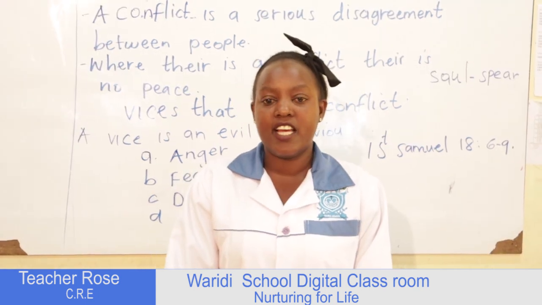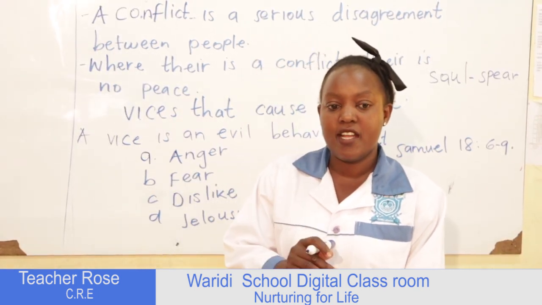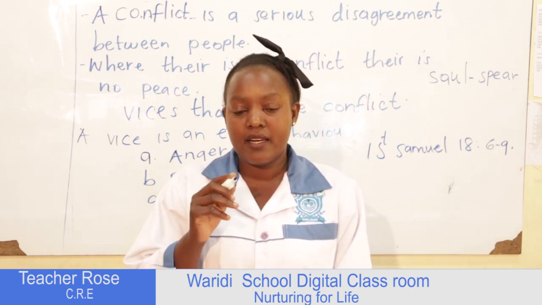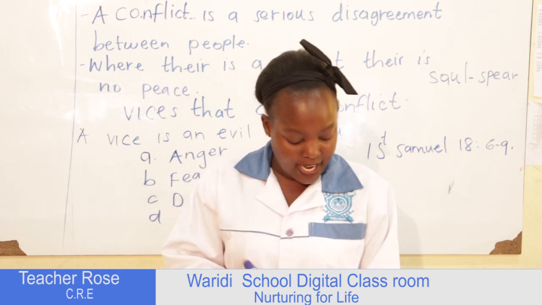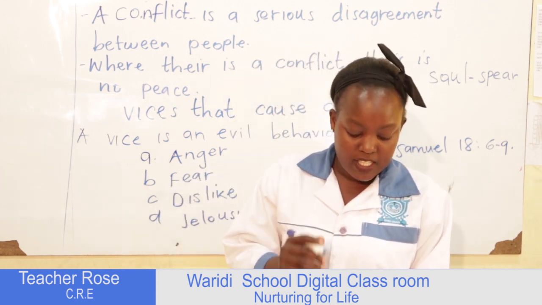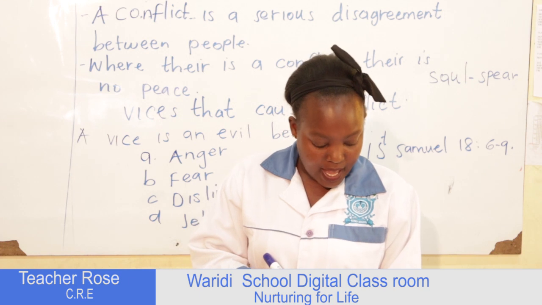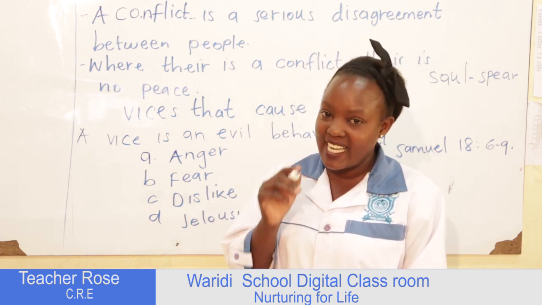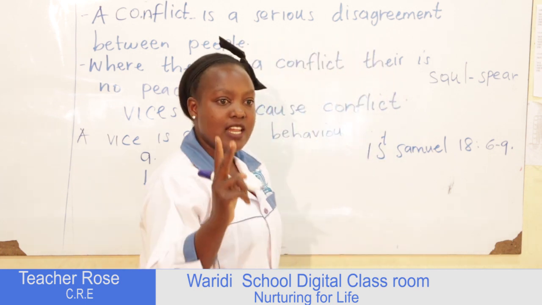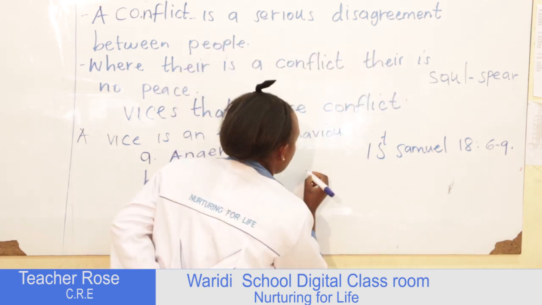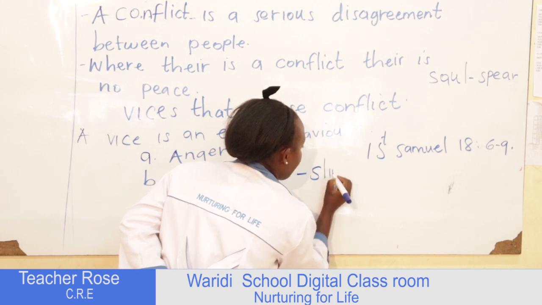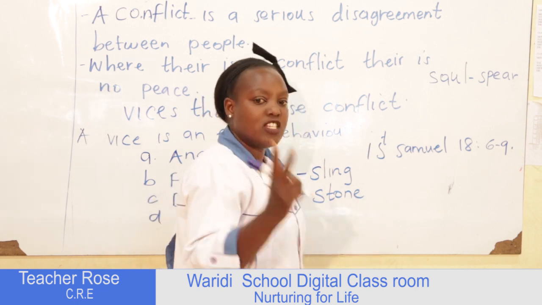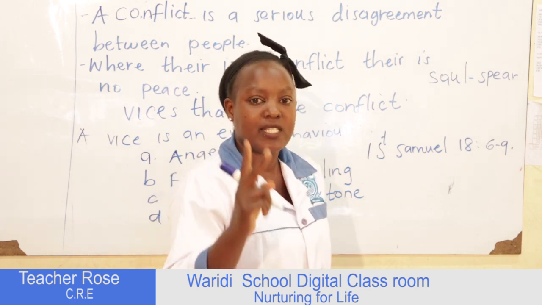Yeah, just as I was telling you, we have David and Saul. David was successful and he conquered Goliath. Now, David was one of the sons of Jesse of Bethlehem. And a small boy, David killed Goliath with a sling and a stone. There are two things that David used to kill Goliath. It was one, a sling and a stone. Only the two things helped David to be successful.